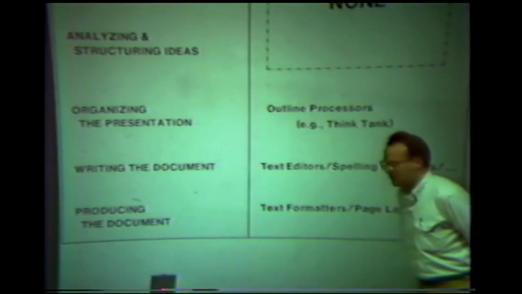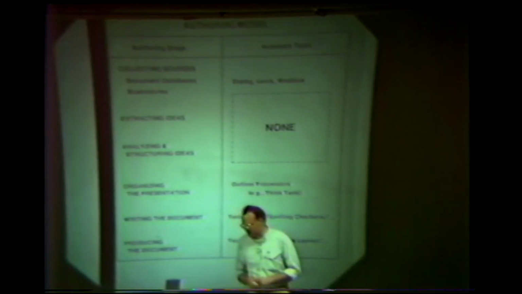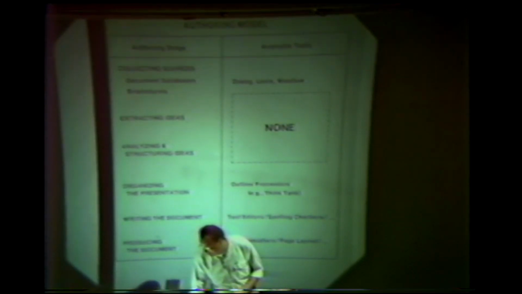Once you have your idea structured or analyzed, figure out what the relationship is, you have to usually organize some sort of presentation, write an outline, figure out what the structure of your talk is, and so on. Finally, once you've got your presentation organized, you want to write the document, and then you have to produce the document.